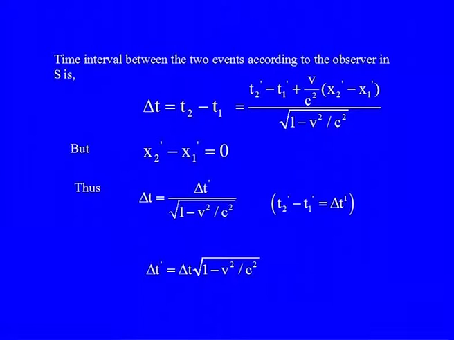So what we get is delta t prime is delta t into root over 1 minus v square by c square. So just to give you a feeling, you immediately see that delta t prime is actually less than this delta t here.